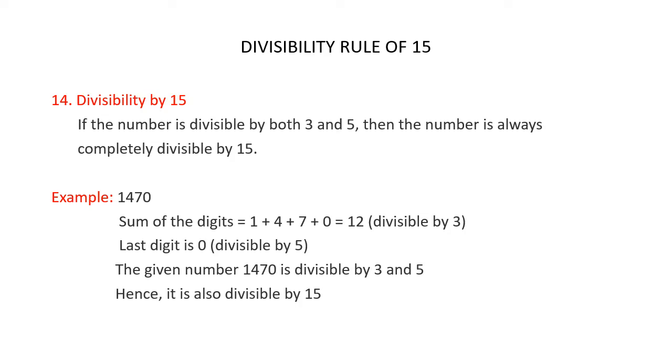Now to check whether this number is divisible by 5, look at the last digit. The last digit is 0. So the number 1470 is divisible by 5. Thus, the given number 1470 is divisible by 3 and 5. So it is also divisible by 15.